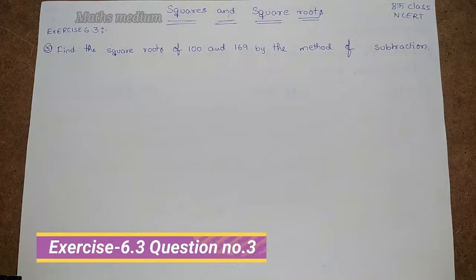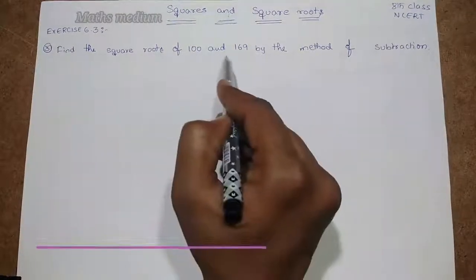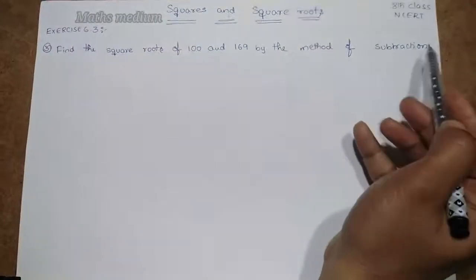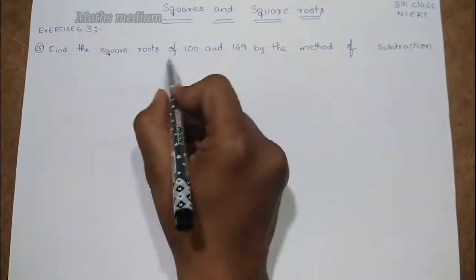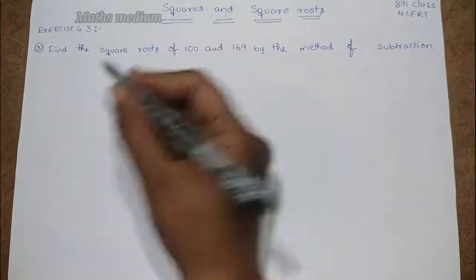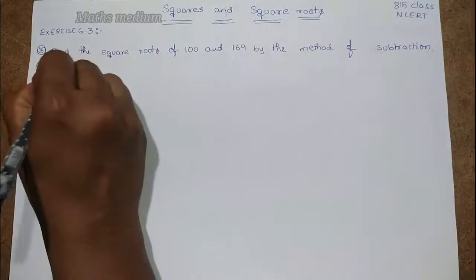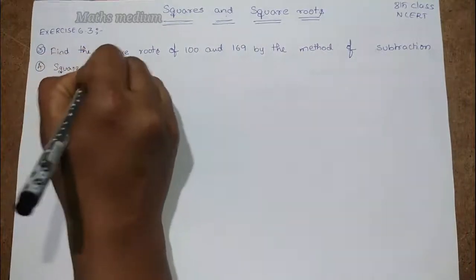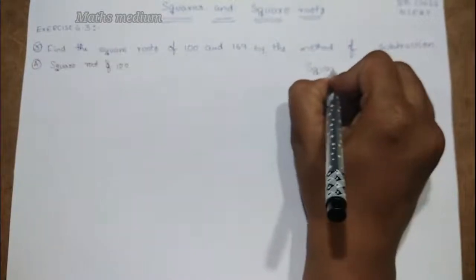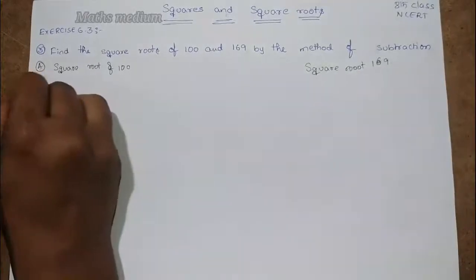Today I came with exercise 6.3 from Squares and Square Roots, 8th class NCERT. Question number 3. Find the square roots of 100 and 169 by the method of subtraction. By using subtraction, we have to find the square root of 100 and 169. In earlier sessions, we already discussed that. Now, let's start. Square root of 100. Next, square root of 169. Okay.